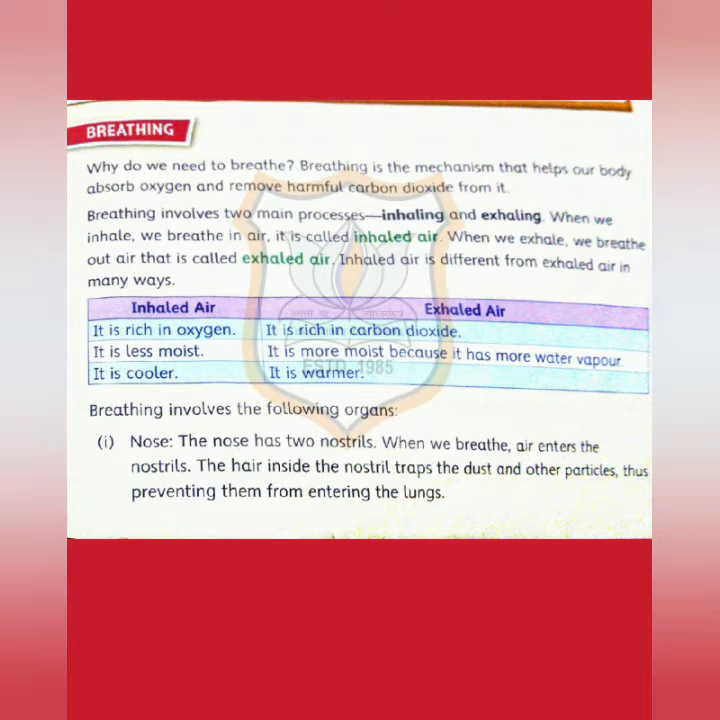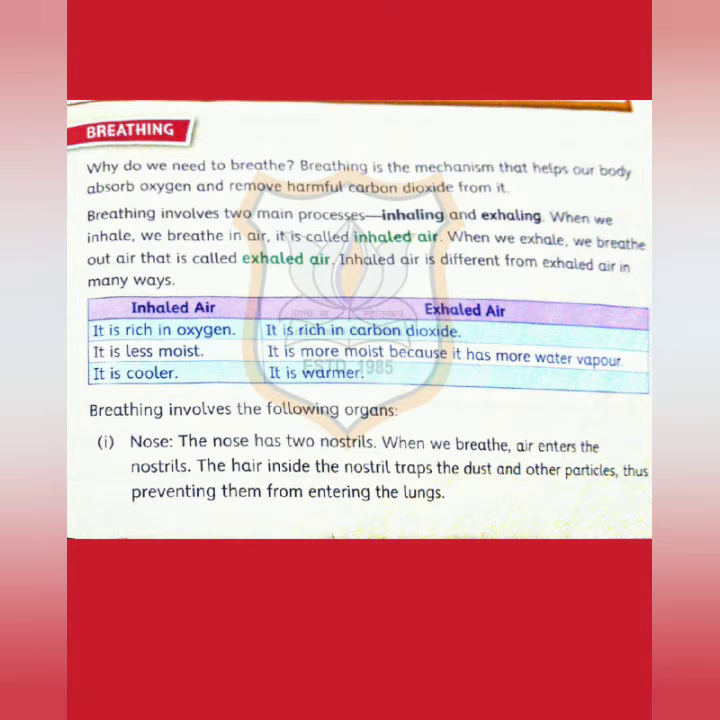Now breathing involves the following organs. Children, we will learn about the organs which are helpful for breathing. First one is the nose. The nose has two nostrils. When we breathe, air enters the nostrils.